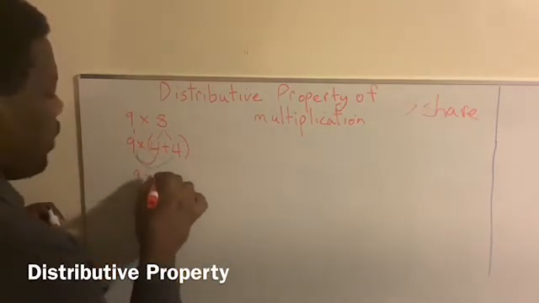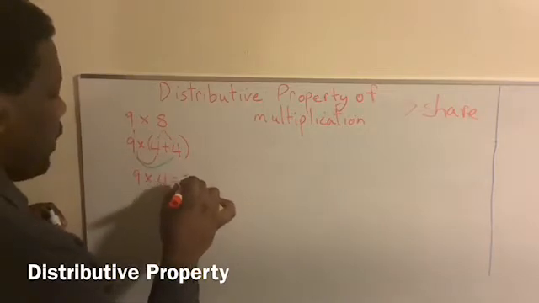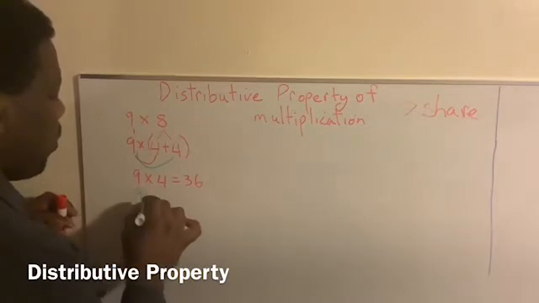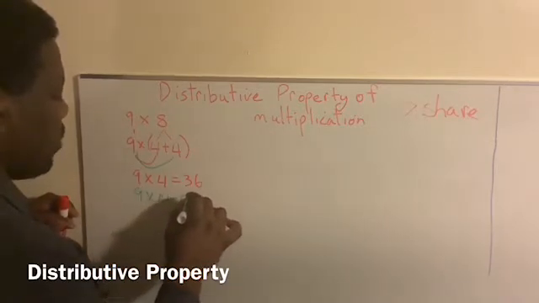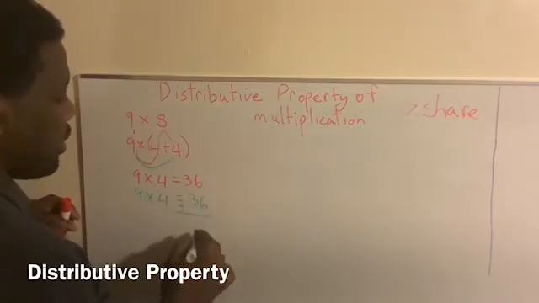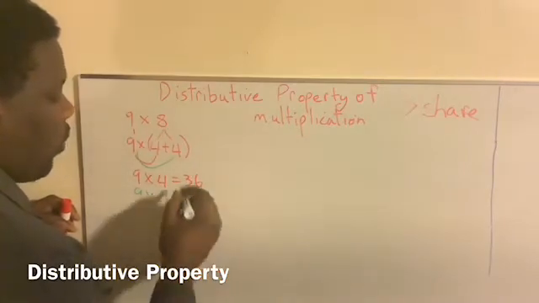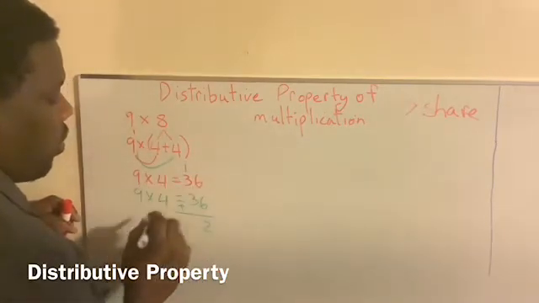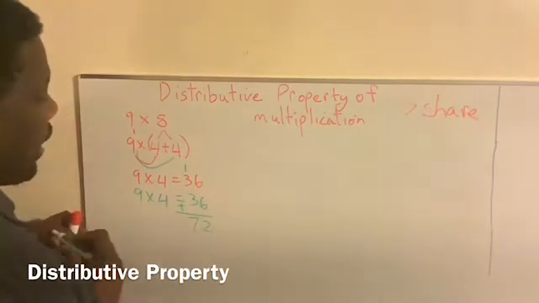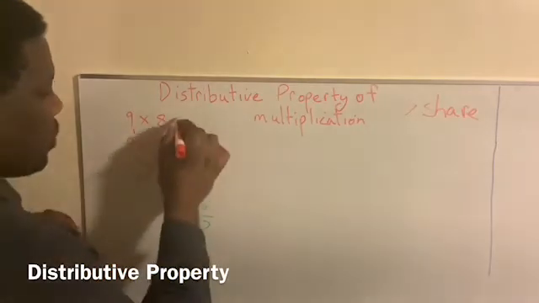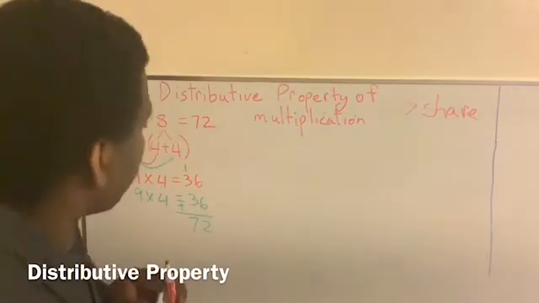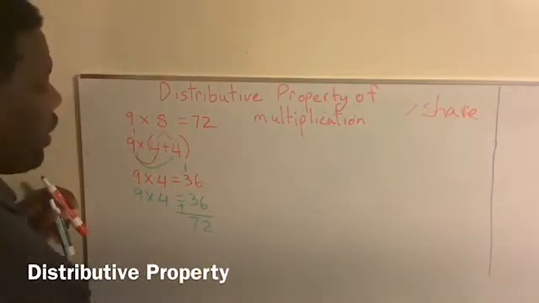9 times 4 is equal to 36. The second 9 times 4, we already know the answer, which is 36. We add our two answers, 6 and 6 is 12. We regroup the 1. 3 plus 3 is 6, plus 1 is 7. So 9 times 8 is equal to 72.